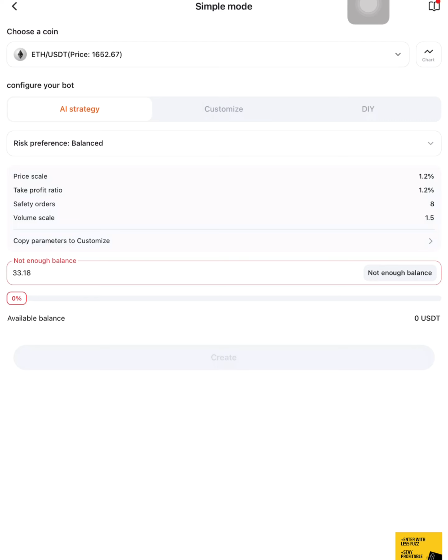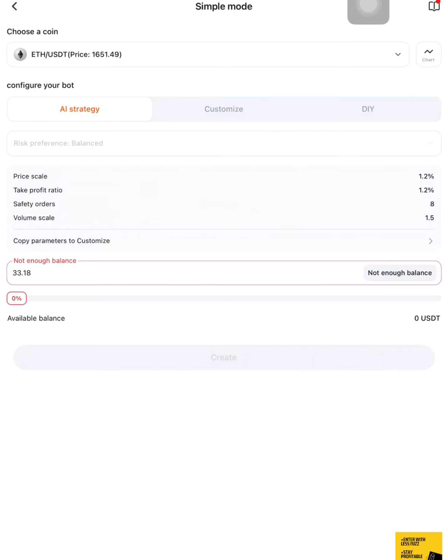If you see in the balanced one, it's 1.5 and up to 8 safety orders. So it allows us to go up to 8 safety orders, which is 1.2 into 8, roughly about 11.6%. So we would allow the price to drop by 11.6% and increase the volume as it goes down. But here's the problem. If the price drops more than 11.6% from the current price, the bot would run out of assets to buy further down. So your bot would get stuck in the red and it would stay so.